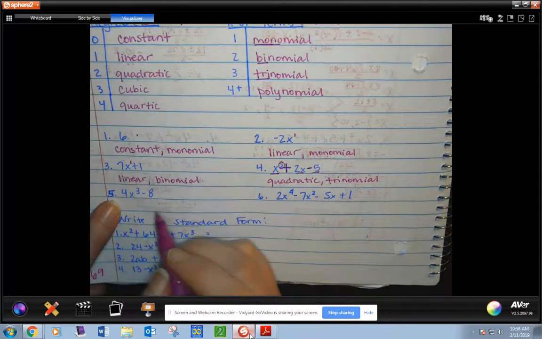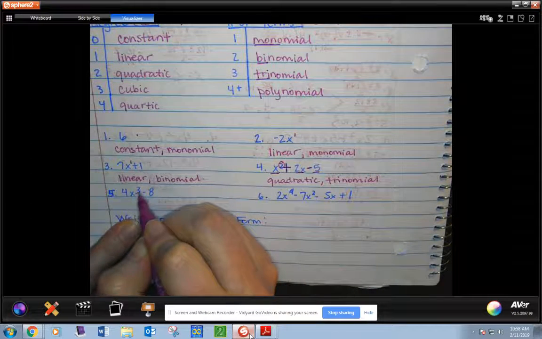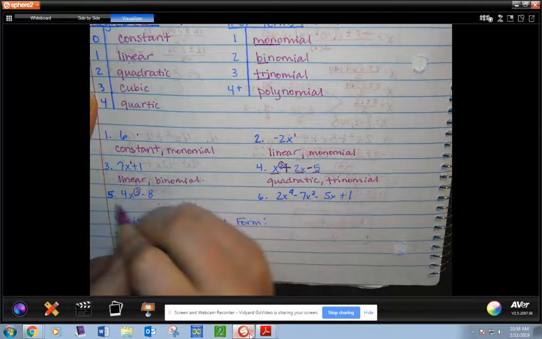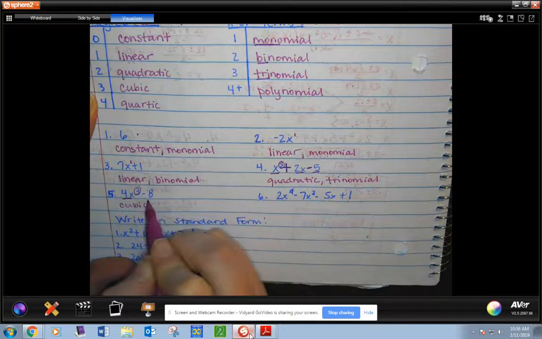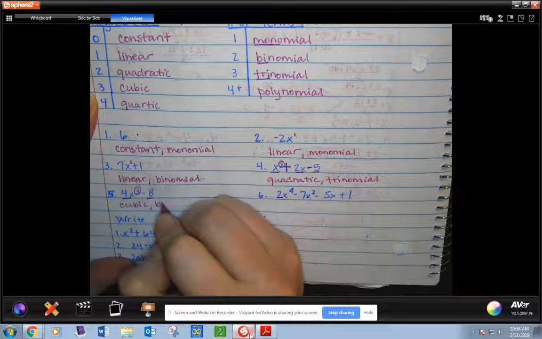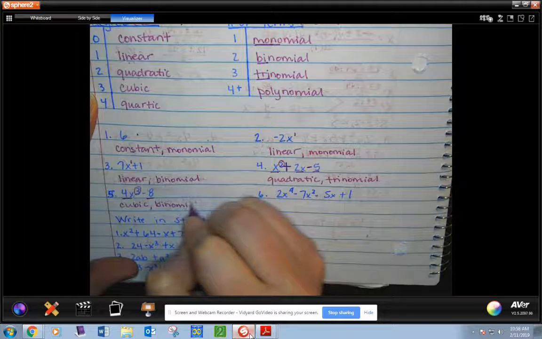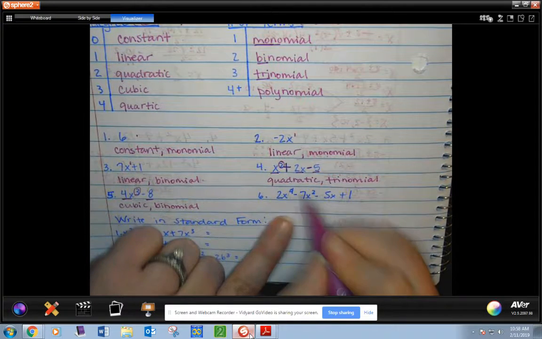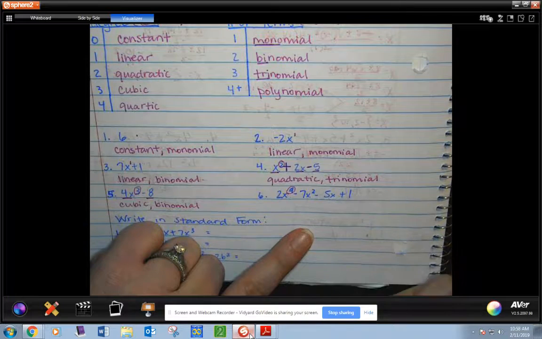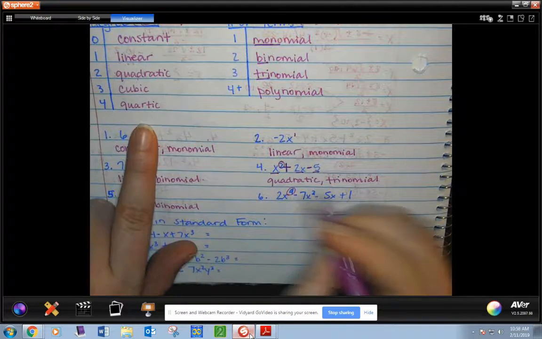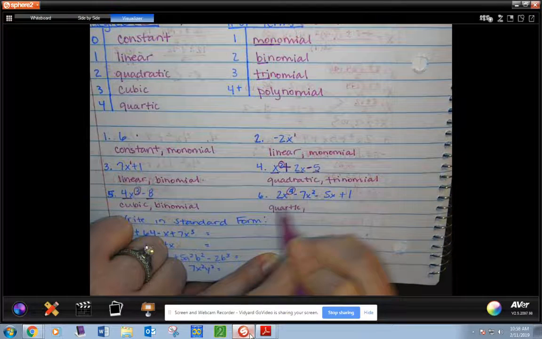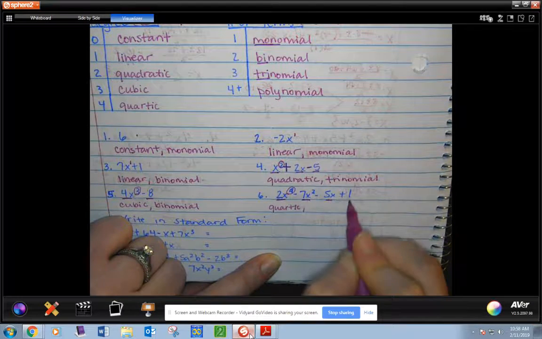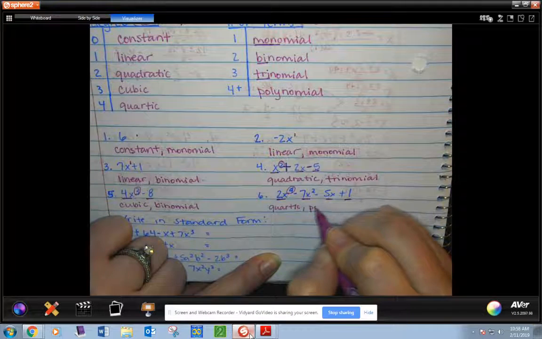Okay, moving to my 5th one, I have 4x to the 3rd. I already have a 3, so this is a cubic. And I look at how many terms I have, 1, 2, so this would be a binomial. Moving to 6, the biggest exponent I see is this 4. Okay, that 4 means this is quartic. And I have 1, 2, 3, 4 pieces, so this would be a polynomial.